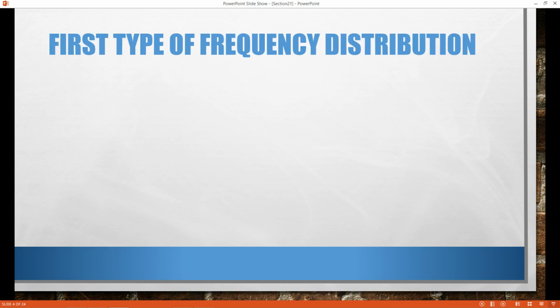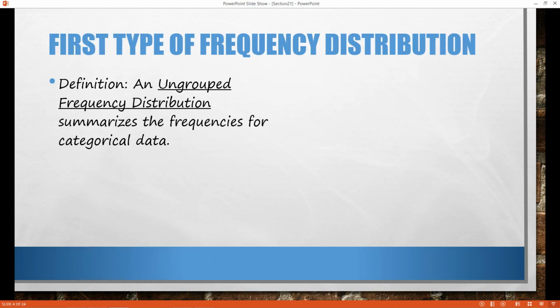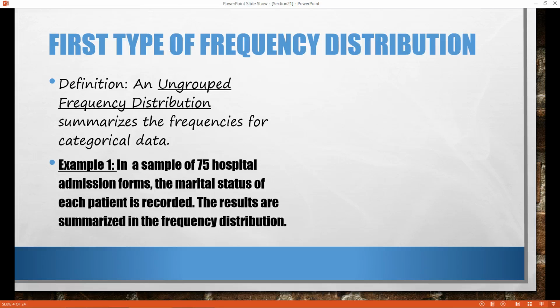The first type of frequency distribution is called the ungrouped frequency distribution. And we can think of that as a frequency distribution that summarizes the frequencies of categorical data. So remember from Chapter 1, categorical data is data that we can put into groups, and we can see how many of them there are, but we can't really do anything else with it. Basically, non-numeric data.